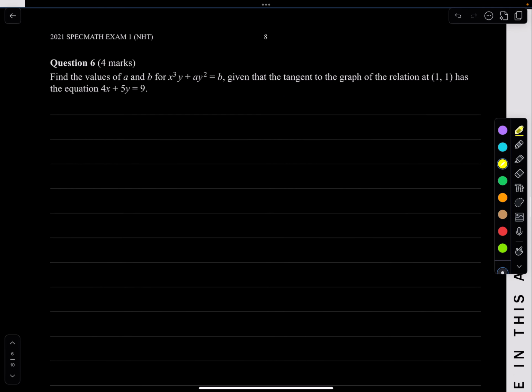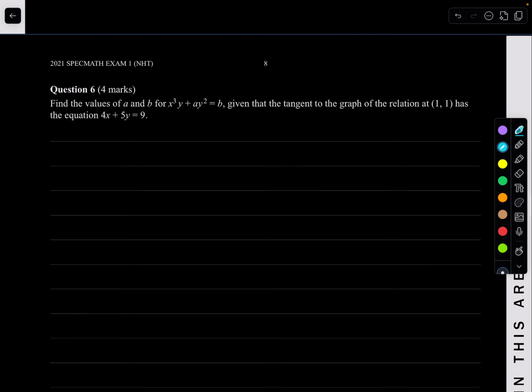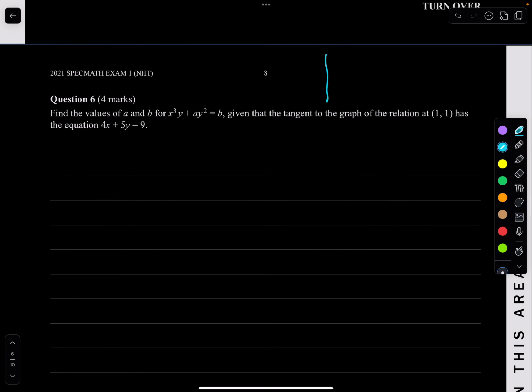Question 6. Let's do this. So find the values of a and b for which this holds, given that the tangent to the graph of the relation at (1, 1) has this equation. Easy. Now, if you're kind of confused about what's happening here, think of it like this. Just make up a function. Sometimes they're so bland with the wording, but imagine you had a parabola. Let's say this function was a parabola, like that. And this point (1, 1) is on this parabola, and there's a tangent drawn to it. And the tangent equation is this.